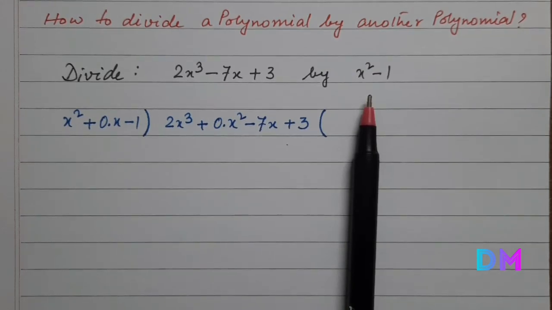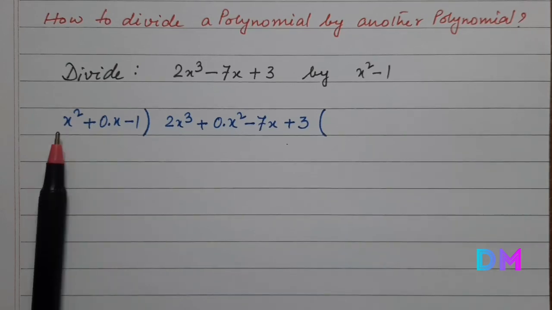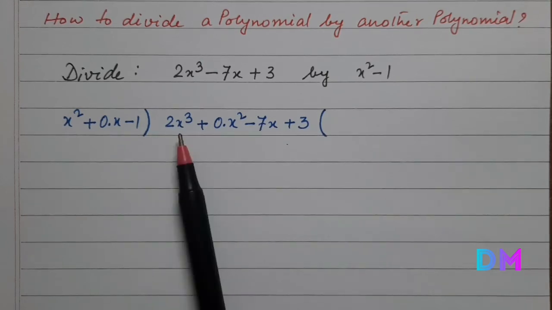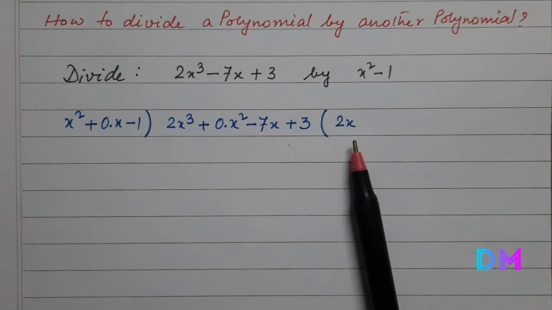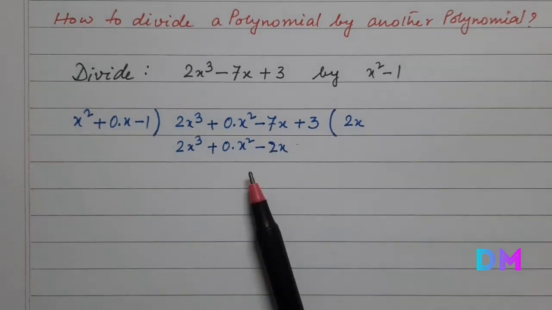And this is the divisor and we should write this here. Since the term x is not there, we need to write x² + 0 into x − 1. Now here the leading term is x² and here the leading term is 2x³. So to get 2x³, we need to multiply by 2x here. So we should write 2x in the quotient part and we will multiply 2x with each and every term of the divisor. Now after multiplying by 2x, we get this polynomial.